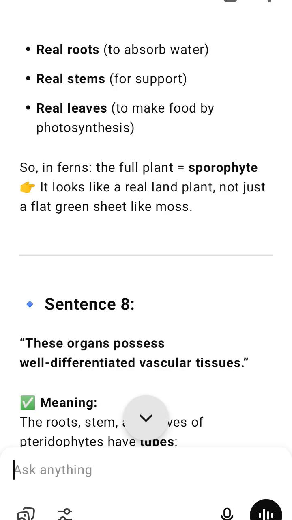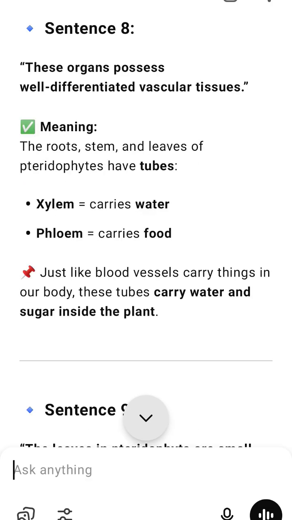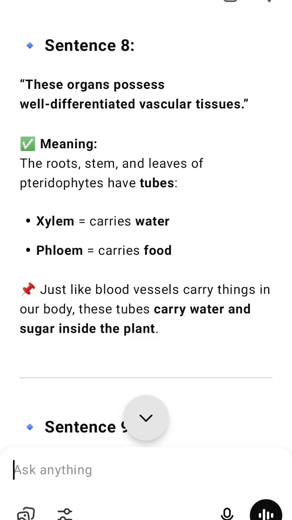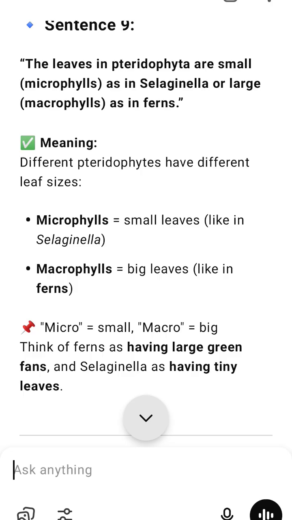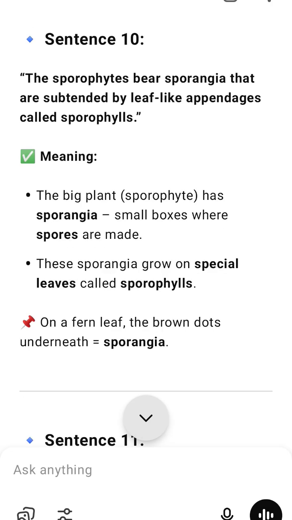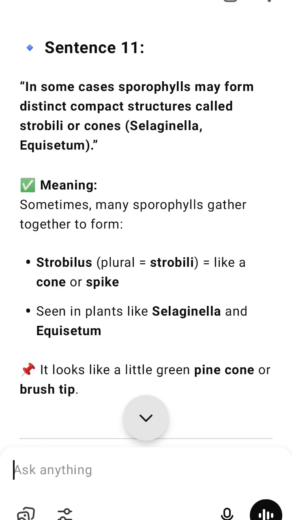Types of leaves. Microphylls equals small leaves, e.g. in Selaginella. Macrophylls equals large leaves, e.g. in ferns. How do pteridophytes reproduce? They do not have flowers or seeds. They reproduce using spores, tiny dust-like bodies. Spores are made inside sporangia, spore boxes. Sporangia grow on special leaves called sporophylls. Some leaves group together to form a cone-like structure called a strobilus, as in Selaginella or Equisetum.